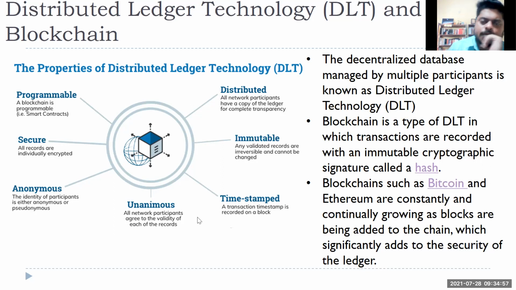Okay. Again, each of these we will discuss in detail later on how this happens, but just to understand the properties of a blockchain, right? So the definition of blockchain: blockchain is a type of DLT. DLT means distributed ledger technology, in which transactions are recorded with certain cryptographic algorithms, right? Cryptographic algorithms to maintain privacy and security, right?